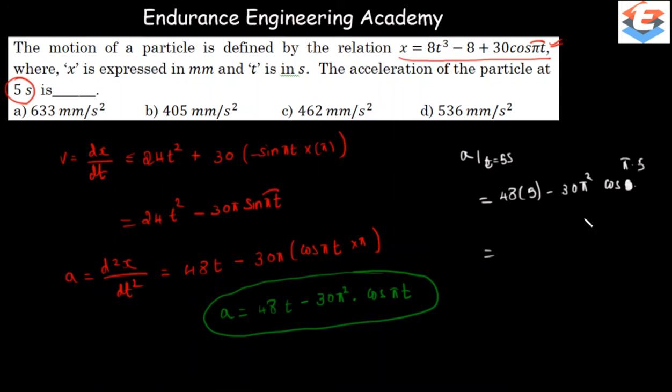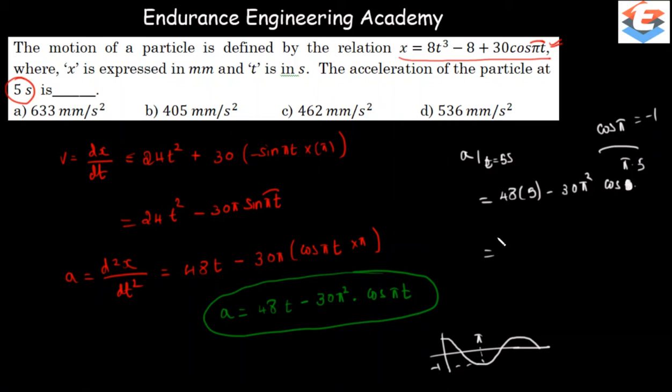So 48 into 5, you can just use your calculator, find it. It will be 240 minus 30 pi square cos pi, which is nothing but cos pi, right? By cyclic rule, we can say, I hope you remember these things. I'm not going to explain it, but corresponding to pi, I will be getting minus 1. So cos 5 pi and cos pi will be the same. So cos pi is going to be minus 1.